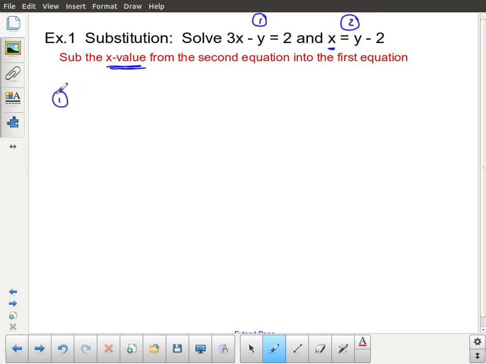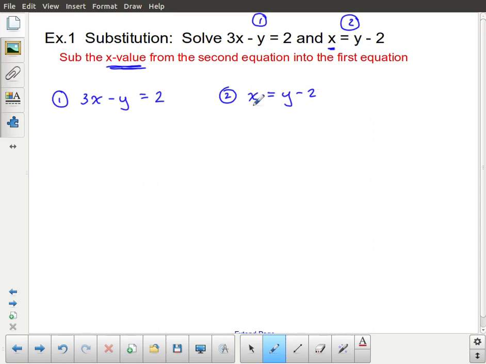So here's equation number 1. 3x minus y is equal to 2. And then here's equation number 2. x is equal to y minus 2. Now I've set this up very deliberately to make this a fairly simple situation. And what I'm going to do is, I've already isolated this for x. x is equal to y minus 2.